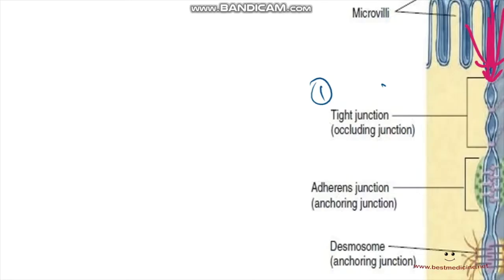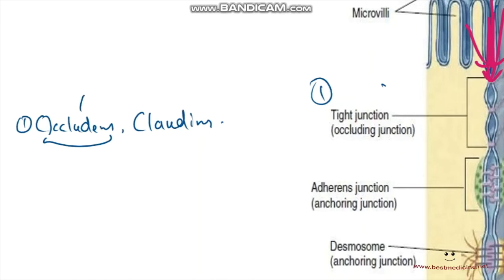And a tight junction is made up of, obviously, proteins, and the proteins it is made up of are called occludins, and another one is called claudin. Claudin proteins, or claudins. Because of these proteins, this junction is also referred to as zonula occludens.